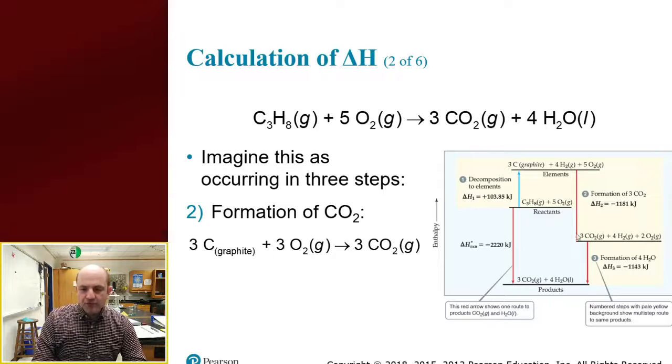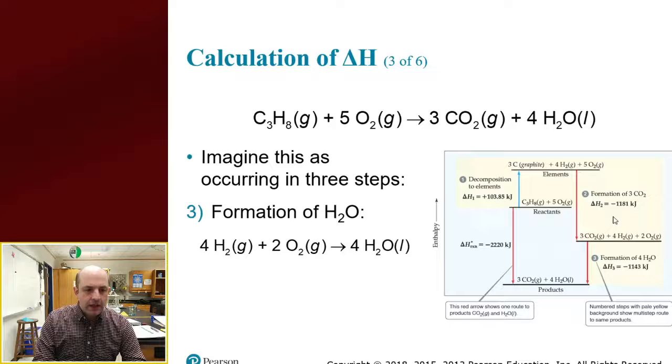Step two, let's form some carbon dioxide. We have 3 carbons, we have a bunch of oxygen. Let's take 3 of them and make 3 carbon dioxide, as it says here. We have a delta H for that, right? There's a delta H for step 1, there's a delta H for step 2. Then we have a delta H for step 3, let's make some water. So the 4 hydrogens and the 2 oxygens combine to make 4 waters. We have a delta H for that. So we have 1, 2, and 3 for our delta H's. Well, Hess's law says if we add them all up, that overall change will equal going from starting right here to going right here.